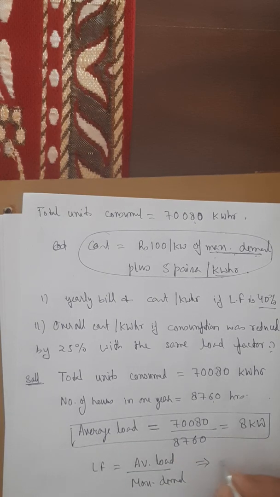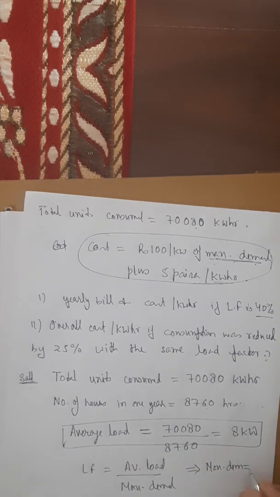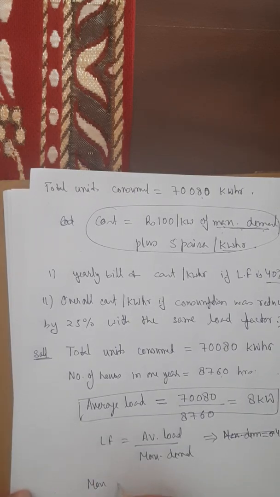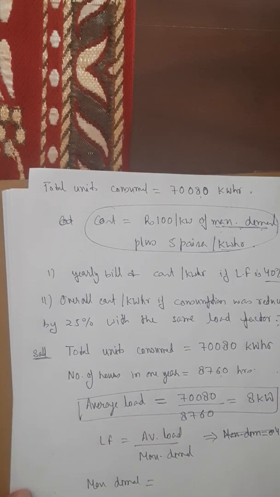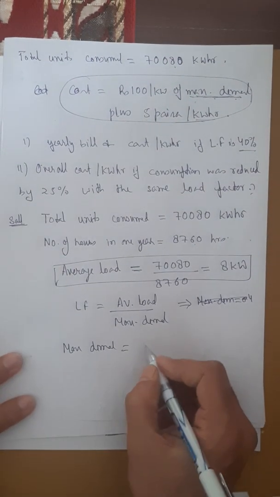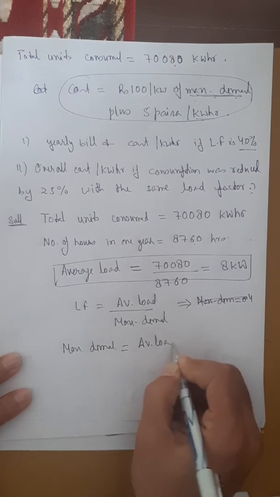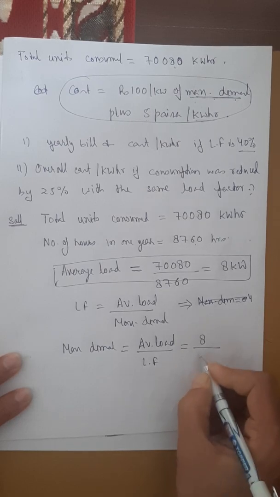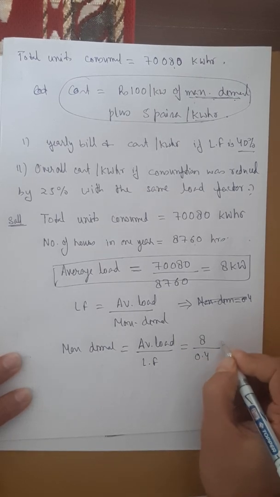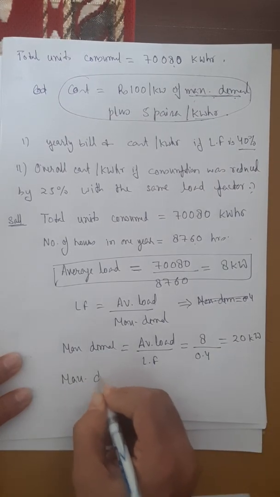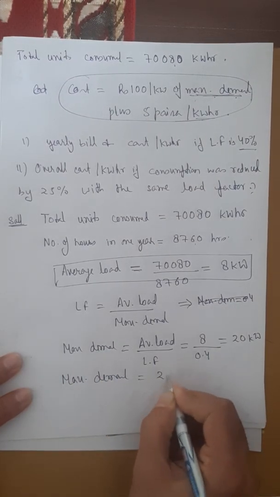So which implies maximum demand will be equal to average load divided by load factor. What is the load factor? 40%, 0.4. So average load 8 kilowatt divided by load factor 0.4 will come out as 20 kilowatt. So look, the maximum demand of the consumer is 20 kilowatt.